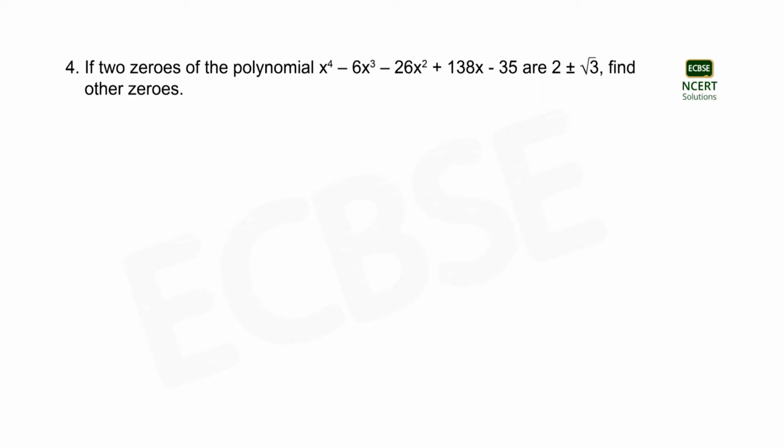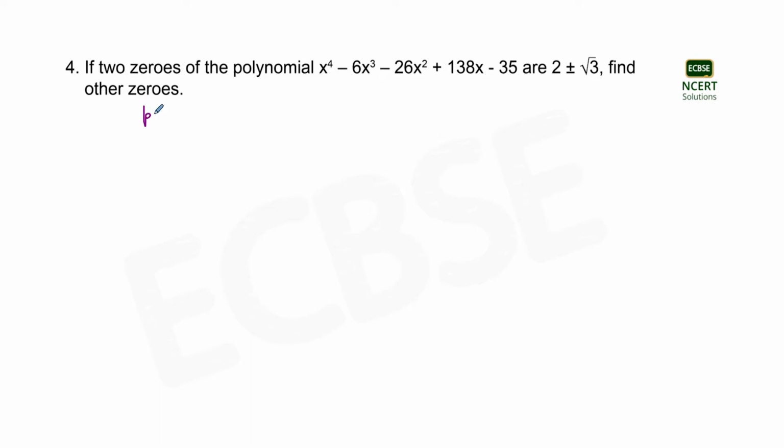Hello students, so here we are with question 4 of exercise 2.4 of the chapter Polynomials. The question is: if two zeros of the polynomial x^4 - 6x^3 - 26x^2 + 138x - 35 are 2 ± √3, find the other zeros.